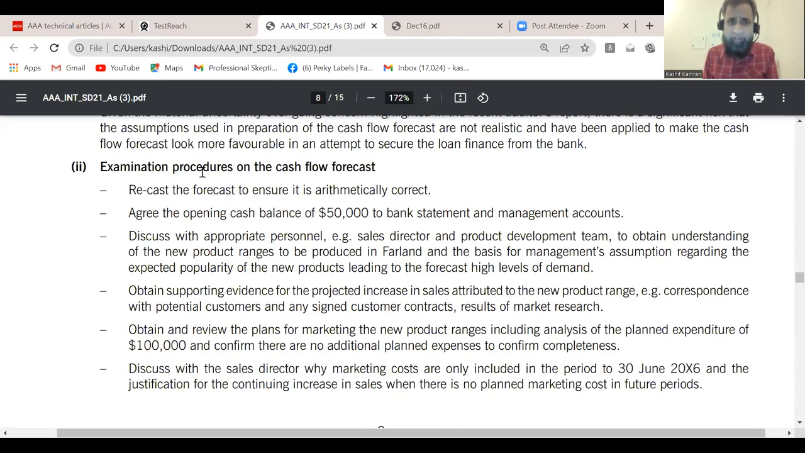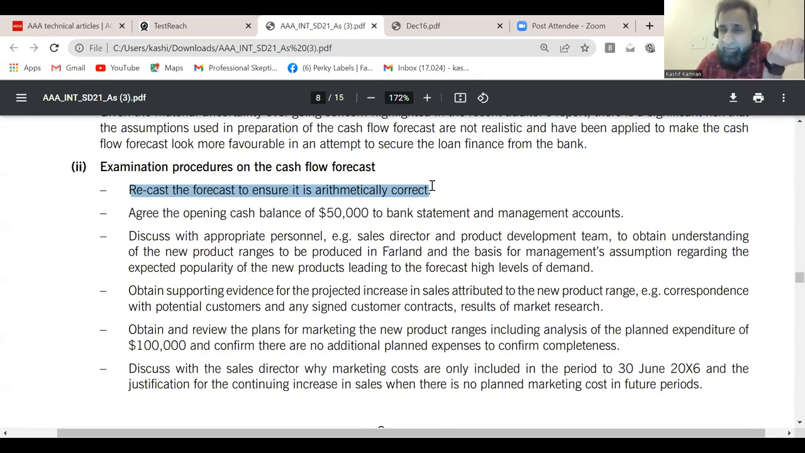Okay, thank you. Look at this first one here. Recast the forecast to ensure it's arithmetically correct. This is a generic procedure. Now, you can write it, but it's not the way that you write too many generic procedures. Why is the examiner giving you too many procedures? Because he's giving you guidance.